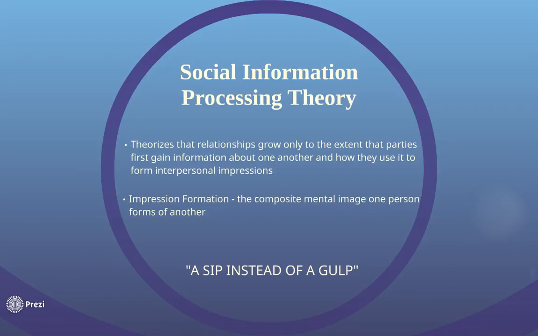Walther's social information processing theory claims that relationships grow only to the extent that parties first gain information about one another and how they use it to form interpersonal impressions. Impression formation is defined as the composite mental image one person forms of another. Walther describes the differences of impression formation in CMC versus FTF by using the metaphor a sip instead of a gulp. Not only is this a clever play on the abbreviation of social information processing, but it does well to illustrate how CMC-based impressions are formed bit by bit, like little sips, rather than a whole lot at once, like the gulp of FTF impression formation.